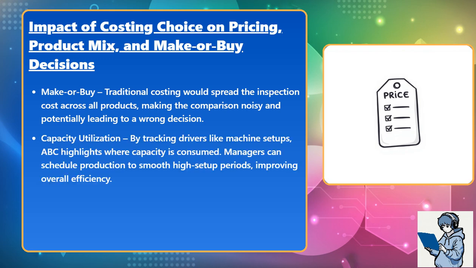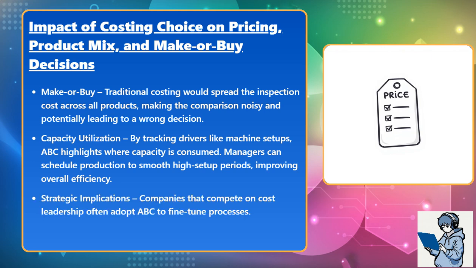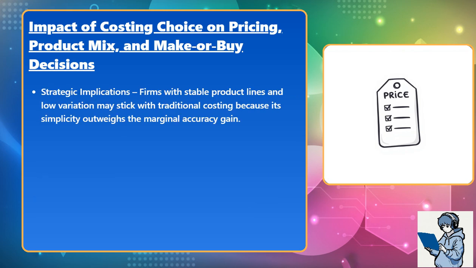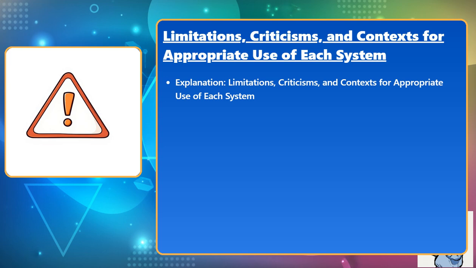Capacity utilization, by tracking drivers like machine setups, ABC highlights where capacity is consumed. Managers can schedule production to smooth high setup periods, improving overall efficiency. Strategic implications: companies that compete on cost leadership often adopt ABC to fine-tune processes. Firms with stable product lines and low variation may stick with traditional costing because its simplicity outweighs the marginal accuracy gain. Explanation: limitations, criticisms, and contexts for appropriate use of each system.